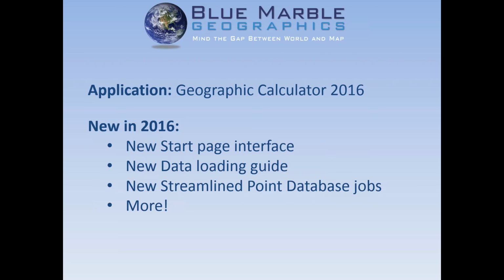Today, some of the new features that we're going to be taking a look at include a new start page interface that we've added to the Geographic Calculator. It's going to be a useful launch pad to get into the new job types that we're adding, as well as getting into the familiar job types that we've already been working with. Part of that is a new data loading guide, built right into the start page interface, and its intent is to streamline the way we get to data and get the data to the jobs that we're trying to work with.